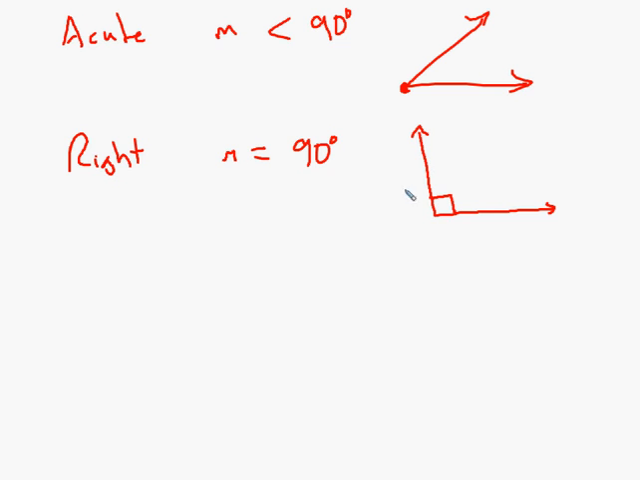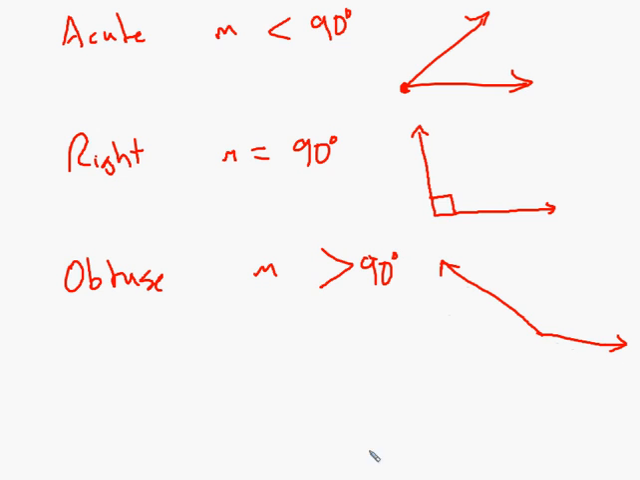What does that M stand for? Measure. Thank you. That's how I'm using it. Yes, measure. Okay, then we have obtuse. The measure is greater than 90. So something like this. That's an obtuse angle, bigger than 90.